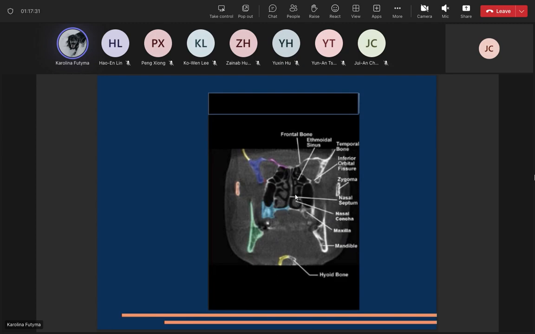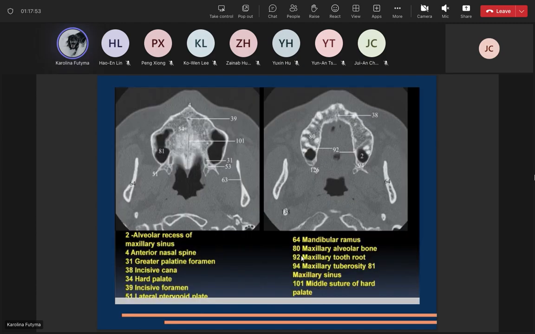This is the medial or middle nasal concha. Here, left side, right side. Here we have the maxillary part, and here we have the mandibular part of the maxillofacial region. Here we have, of course, the hyoid bone in the middle of the patient. This is the axial view.